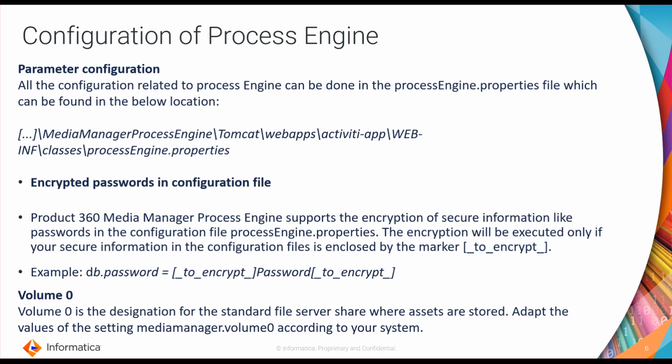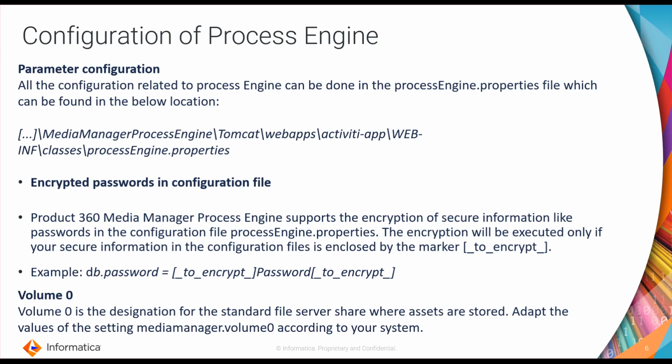The first one is encryption of password. The ProcessEngine.properties file will have the password for OPASDB. And since this file can be accessed by various teams, encryption of this password becomes very important to keep the information secured. In order to encrypt the password, we need to add two encrypt tags as shown in the example below.